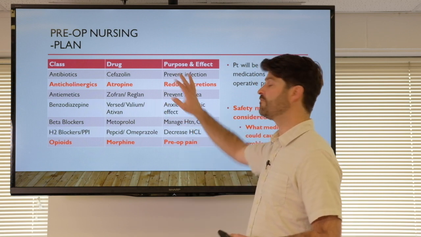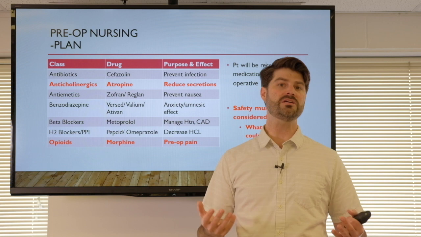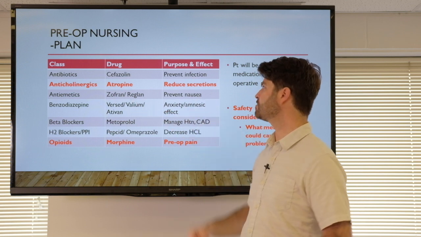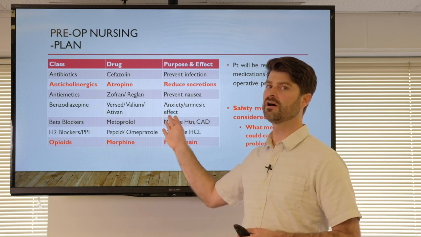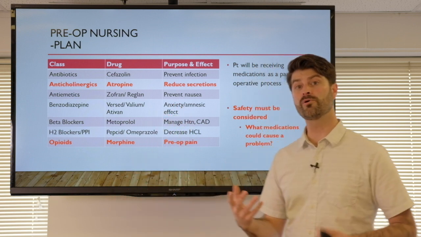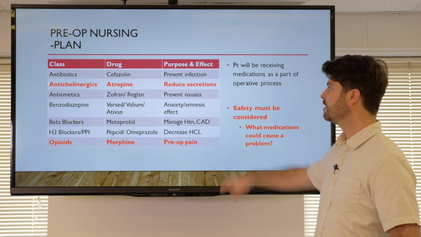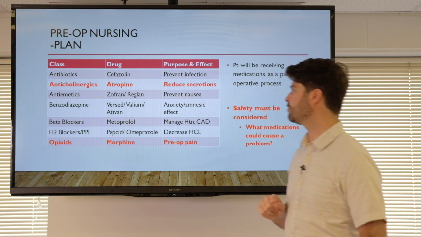So we want to look out for any other anticholinergic type medications that patients may be taking that can exacerbate that effect. Especially Parkinson's type patients, we want to be really cognizant of when they last took their medications, those sorts of things, and report those to the OR team. All kinds of other things. We talked about beta blockers already.